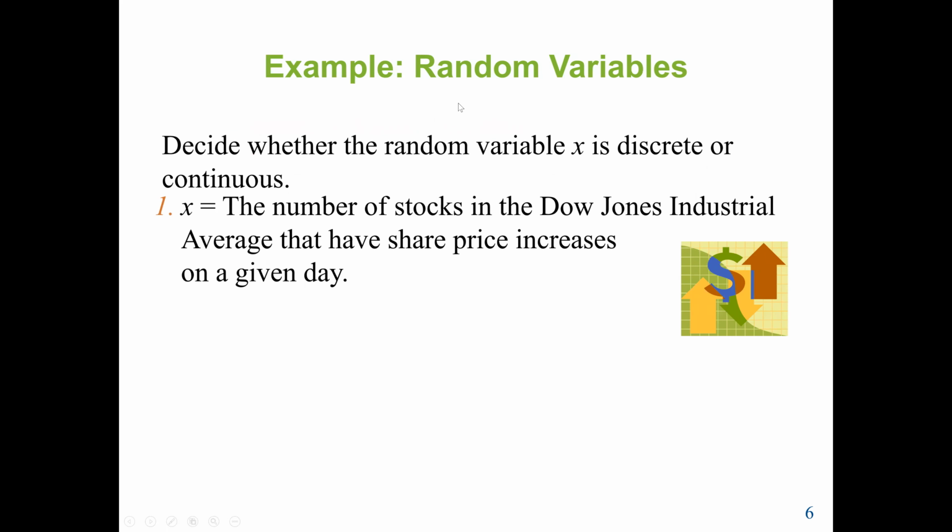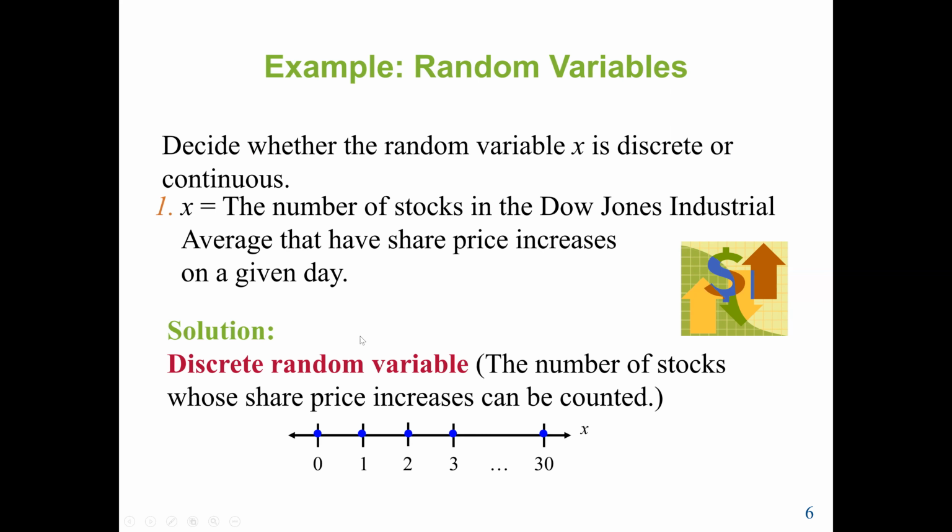Now we have an example here. Here they say we should decide whether the random variable x is discrete or continuous. So the number of stocks in the Dow Jones Industrial Average that have share price increases on a given day. Again, the key word is the number of stocks. So it's based on counting. So this will be a discrete random variable. So the solution is discrete random variable because the number of stocks whose share price increases can be counted.